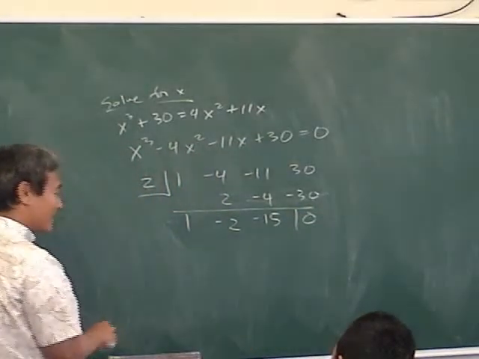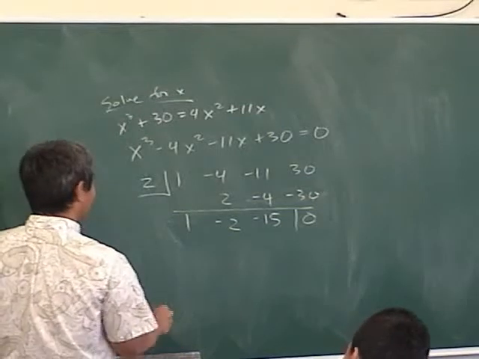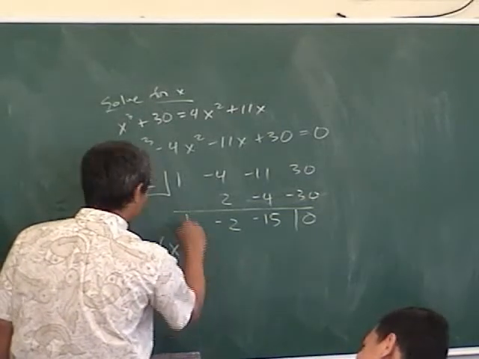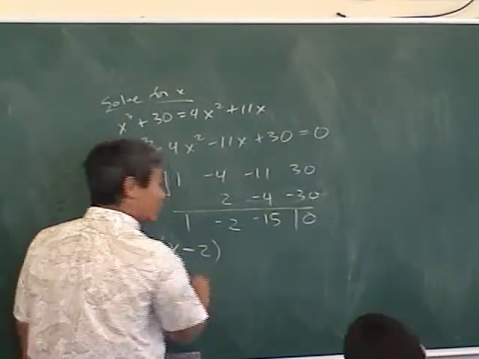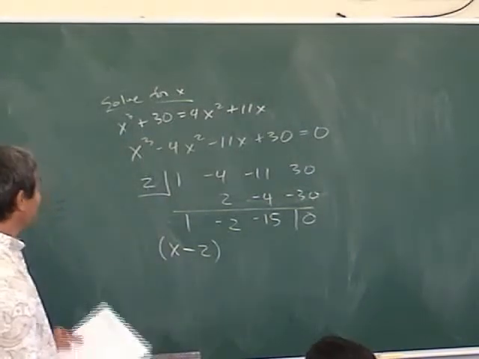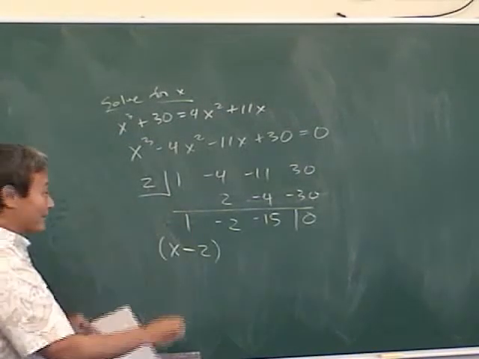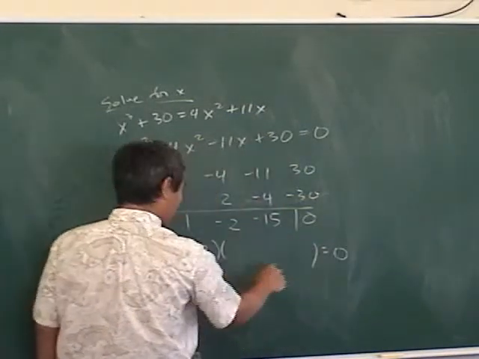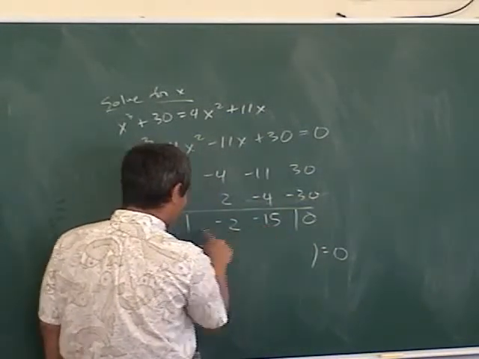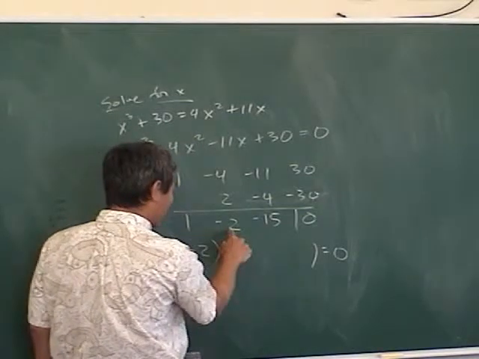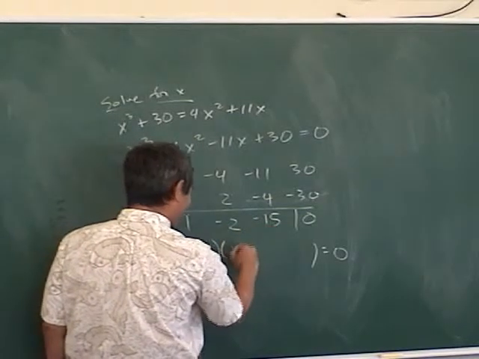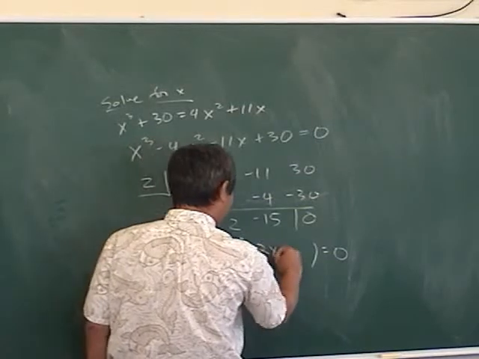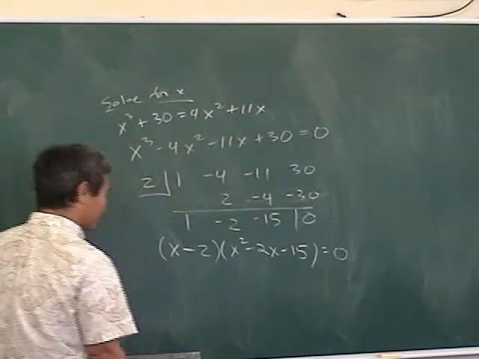So what does it mean if the remainder is 0, Mr. Park? That means x minus the number in the box is one of the factors of this. Because there should be 3 factors, right? And what's the other factor here? You look at these depressed coefficients. This stands for x squared minus 2x minus 15.